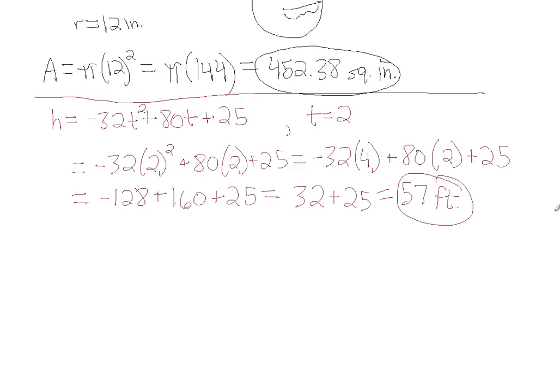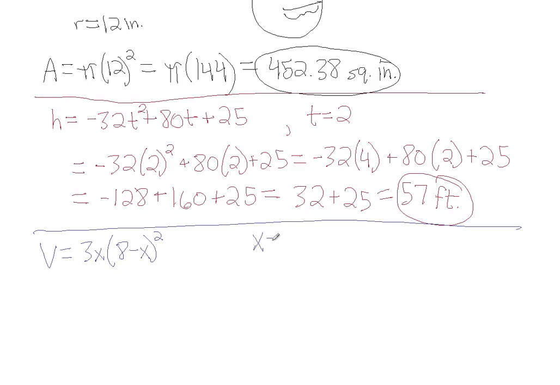Let's do one more. Let's take a volume problem. Let's say the volume of a box without a lid is given by the following formula. Okay, so we have a box. The volume V equals 3x times (8 minus x) squared, where x is going to be the length in inches. We're going to define our x as length in inches, and V is the volume of the box in cubic inches, or inches cubed.